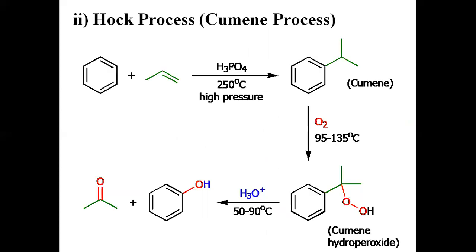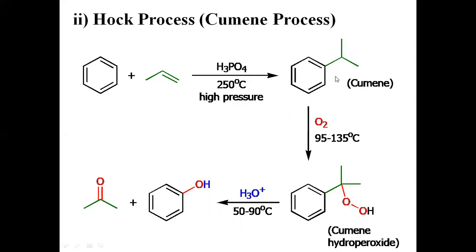Okay, we have another process for synthesis of phenol at large scale, or we can say industrial scale, which is known as the Hock process. This process is also known as the cumene process. Now, in this case, initially benzene reacts with propene in the presence of phosphoric acid at very high temperature and pressure to give you cumene, which is also known as isopropyl benzene.